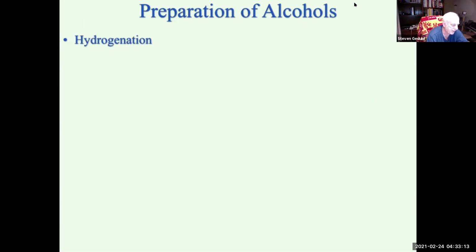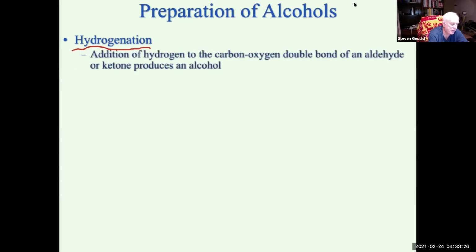Okay, preparation of alcohols, we have hydrogenation. Okay. Hydrogenation is adding what? Hydrogen. Okay, hydrogenation is to add hydrogen. Addition of hydrogen to a carbon-oxygen double bond of an aldehyde or ketone can produce an alcohol. So we can produce an alcohol using an alkene and adding water, hydration. Or we can prepare an alcohol by using an aldehyde or a ketone, which produces an alcohol by adding hydrogen.